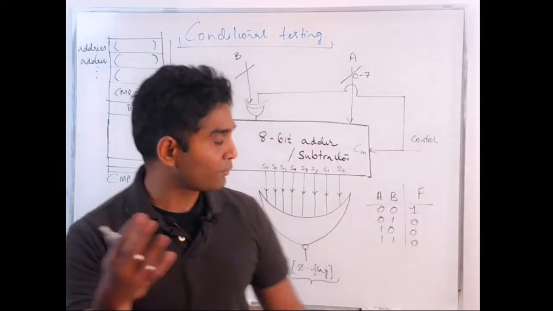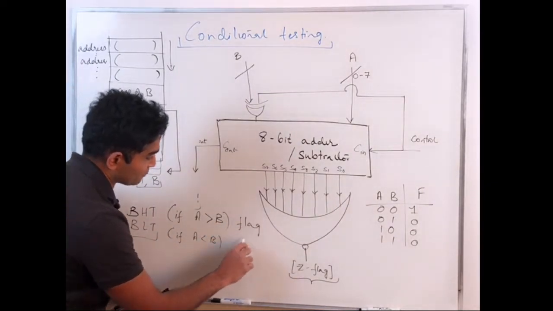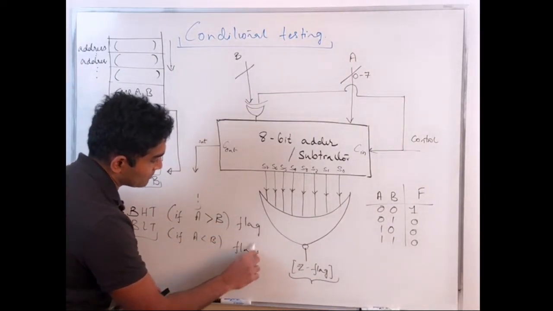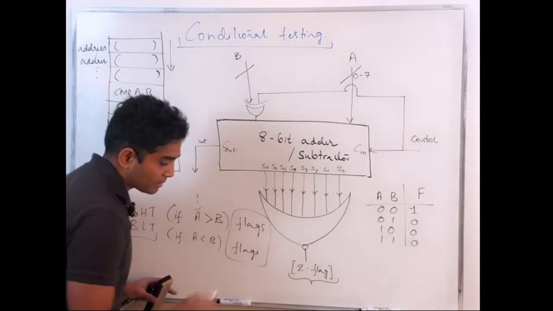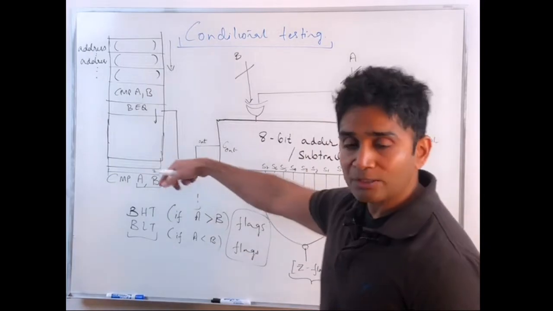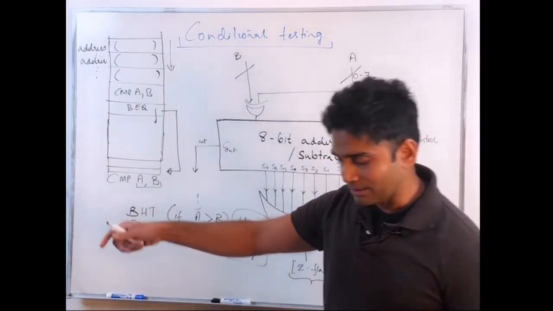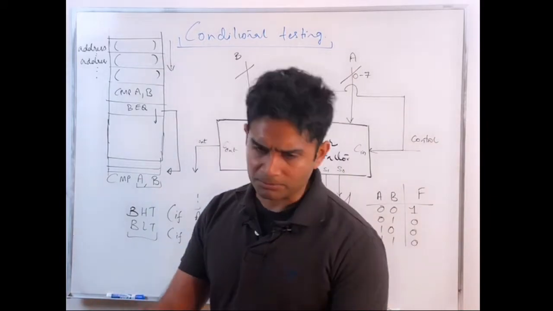Now at the hardware level, what is happening? I need to come up with different flags to test these conditions as well, right? So now let's look at how we configure those flags that can allow me to test if A is larger than B, A is larger than or equal to B, A is less than B, A is less than or equal to B, and so on.